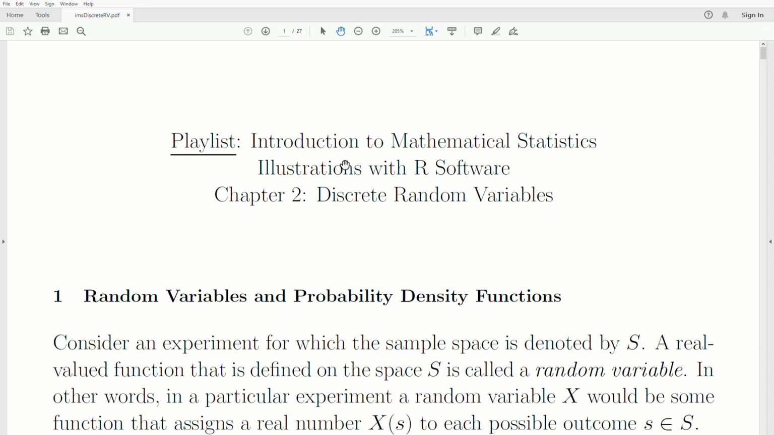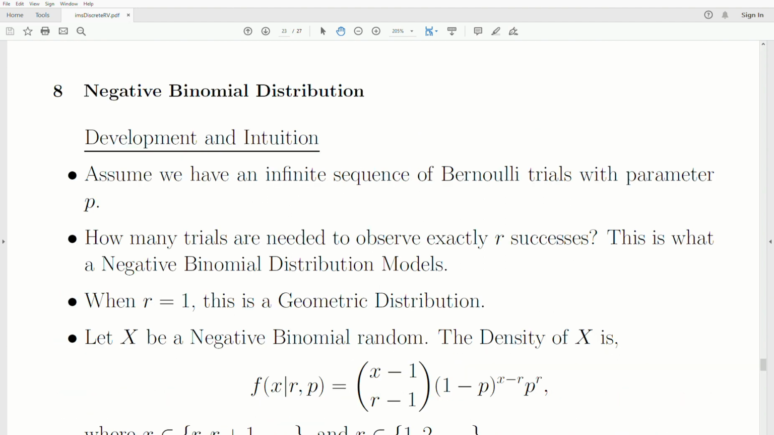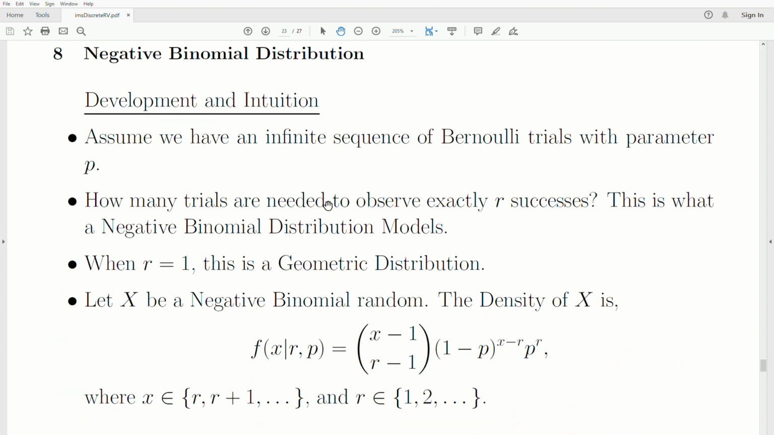Hello, this is the next video in a playlist that I'm calling Introduction to Mathematical Statistics. We're in the Chapter 2 part of this playlist, which is discrete random variables, and today's topic is the negative binomial distribution. First, quick development and intuition.